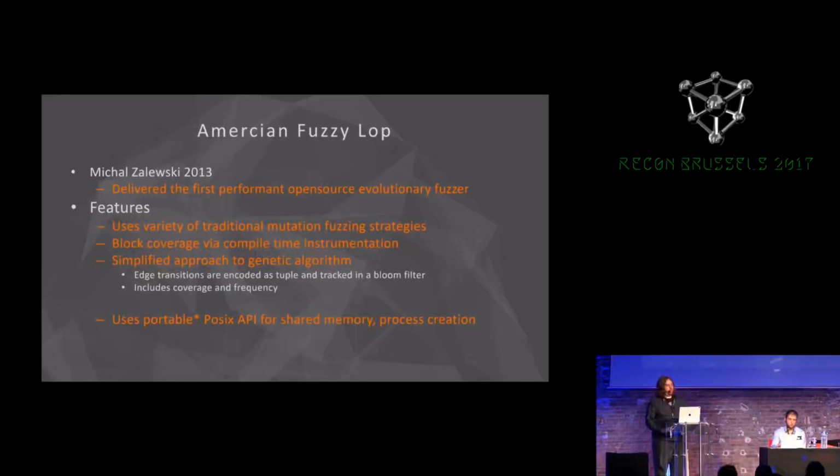So the key is to have this fast tracing engine, efficient logging, and to keep the analysis to the minimum. So in 2013, Michal Zalewski, who's contributed a lot of great stuff to our industry, produced the first performant open source evolutionary fuzzer called American Fuzzy Lop. It uses a pretty comprehensive list of fuzzing strategies, whether it's bit flipping, byte flipping, DWORD flipping, and so on, crossovers, and various types of mutation.